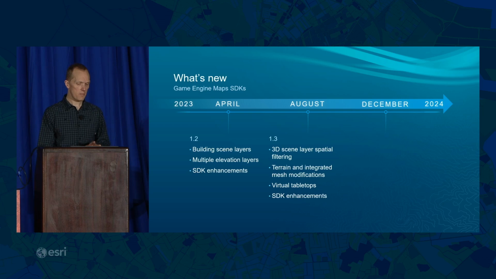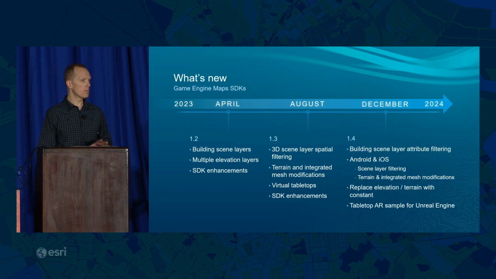With version 1.3, we added support for filtering of 3D object scene layers and support for modifications to terrain and integrated mesh layers, but specifically on desktops in that case. We added support for virtual tabletops with Unity and then additional SDK enhancements.